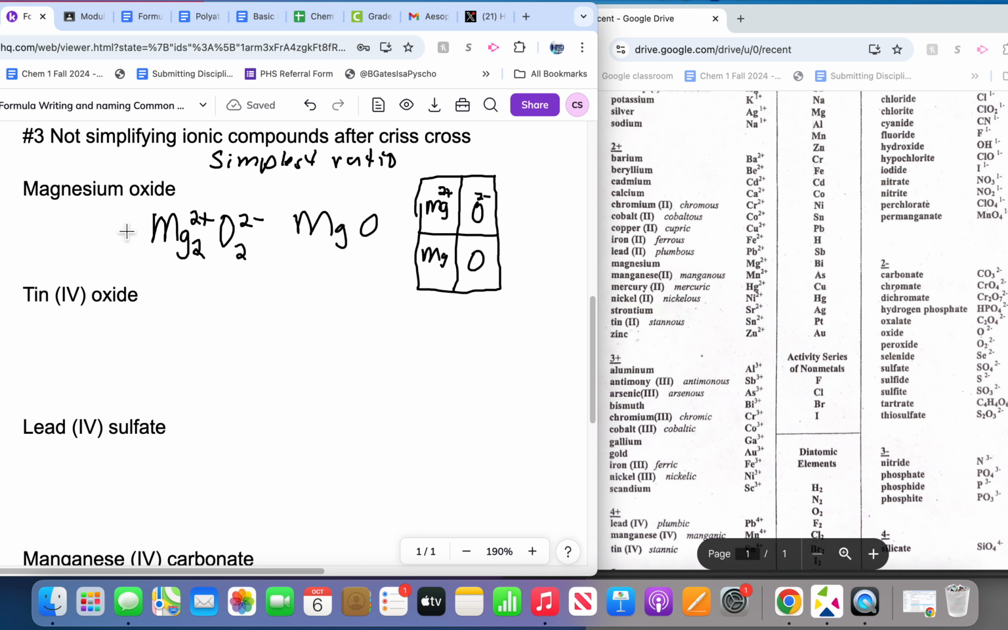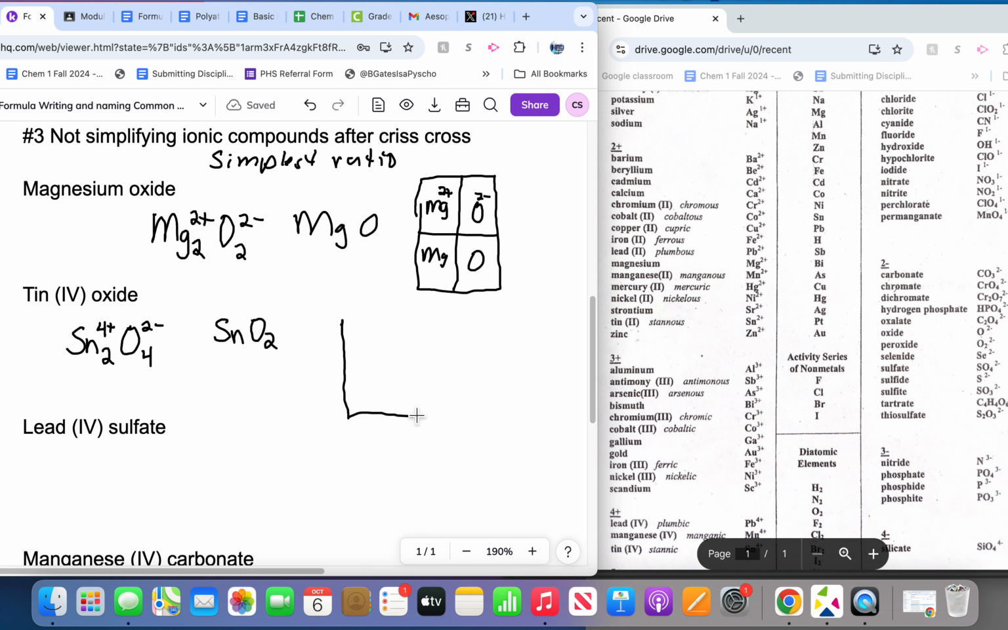Okay, the next one is tin(IV) oxide. When you write the formula for tin(IV), you would go Sn, that's Roman numeral 4, 4 positive. Oxide is 2 negative. The charges aren't the same, so you crisscross and you would get 2 and 4. But 2 and 4 can be reduced to 1 and 2. It's just like reducing fractions. So you would get SnO2, because you wouldn't need 2 and 4, you would need 1 and 2.